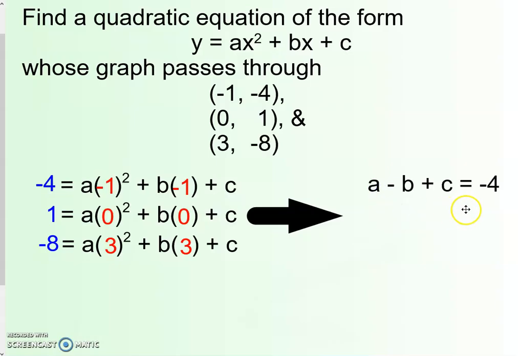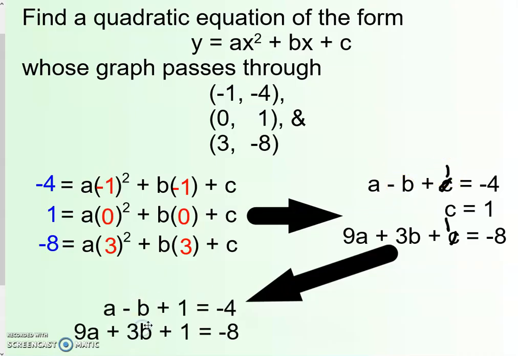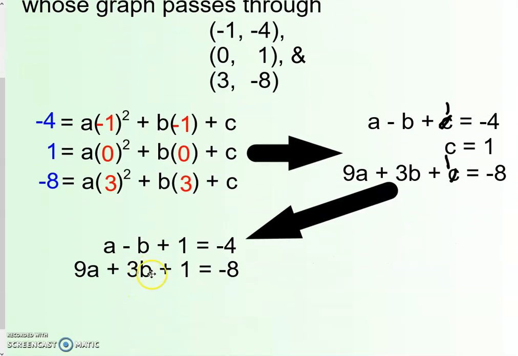And so there's the first, and here's the third. Notice, by the way, that C is 1, so everywhere I see a C, I can now put a 1 in its place. And that's what I did down over here. I rewrote this first equation as A minus B plus 1, and there's the second equation. Now I'm going to clean those two equations up.